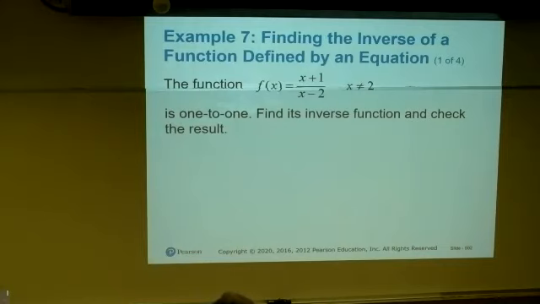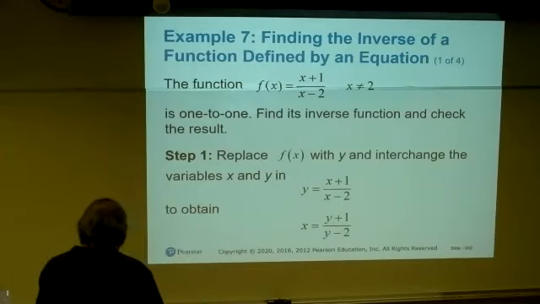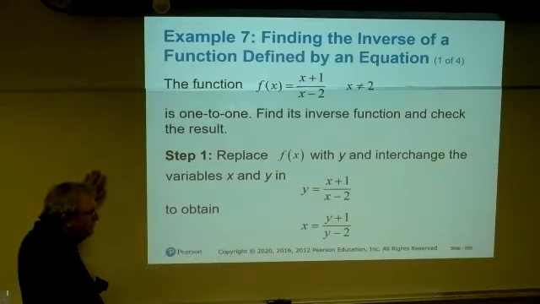Find the inverse of x plus 1 divided by x minus 2. Well, we write this as y equals x plus 1 over x minus 2. And then where there's an x, I put a y, and where there's y, I put x. And this gets a little tricky, but not difficult. And we solve for y.